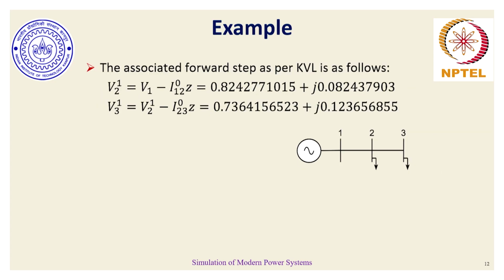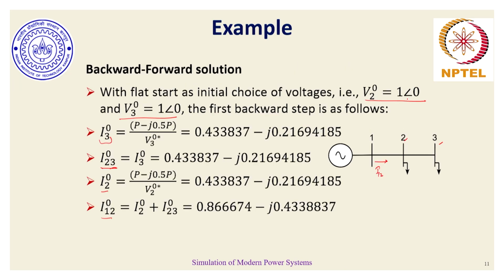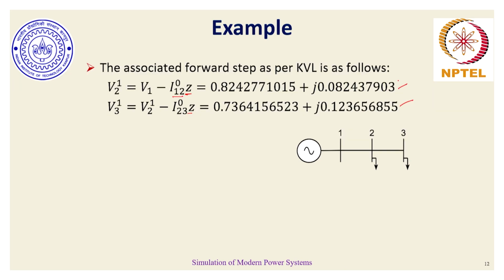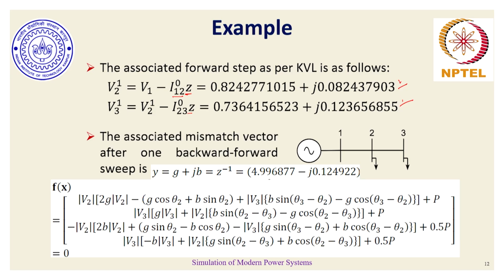In the forward sweep, using the line currents and the impedances, the voltages are updated, which is essentially the reason why this voltage is not the same as the voltage that we obtain here. And this continues. In the meantime, we also find the corresponding mismatch vector. You can apply convergence on f of x.